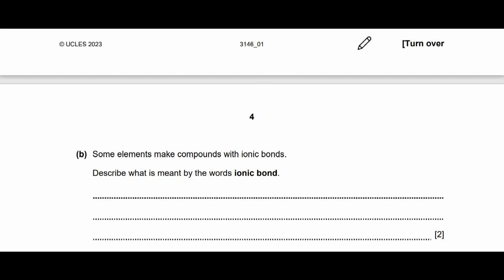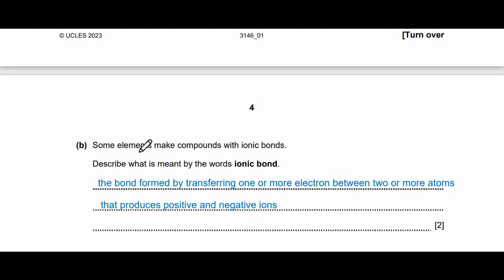Alright, let's open up the answer. Here we go. Ionic bonds, the bond formed by transferring one or more electrons between two or more atoms that produces positive and negative ions. That will be the meaning of ionic bonds.